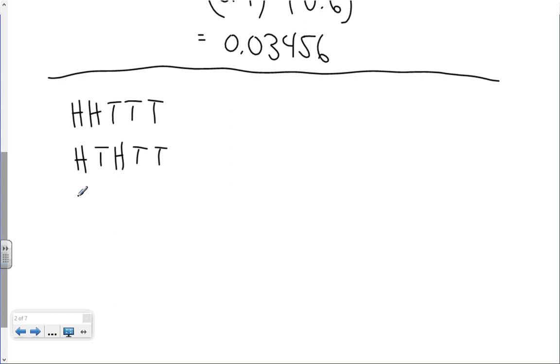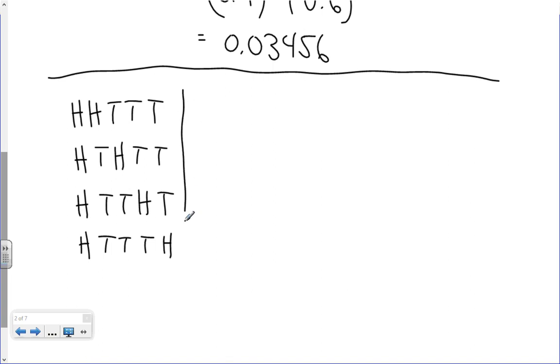Do the same thing again. Heads, tails, tails, and then heads, tails. And then finally heads, tails, tails, tails, heads. So I've taken that second heads there and moved him all the way through. So there's 4 ways to do that.